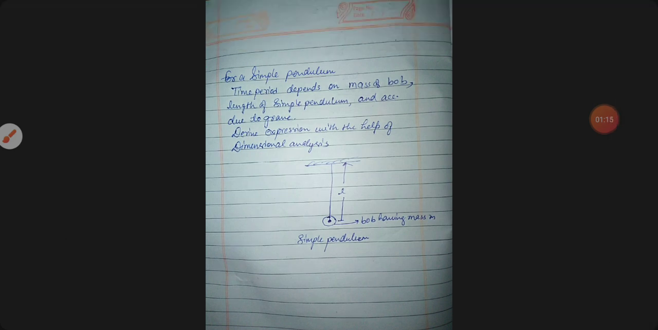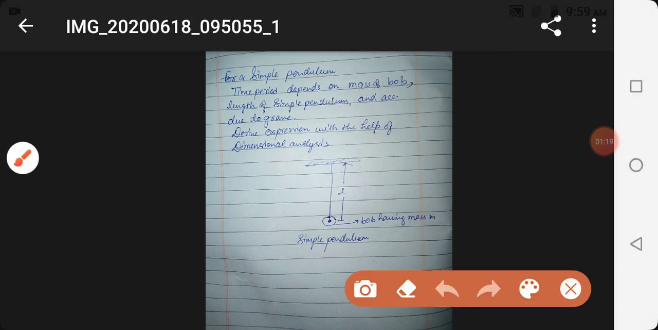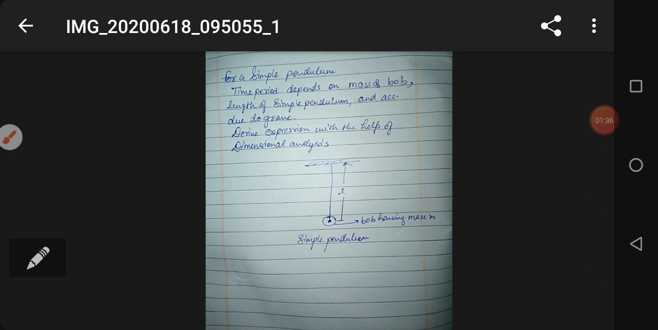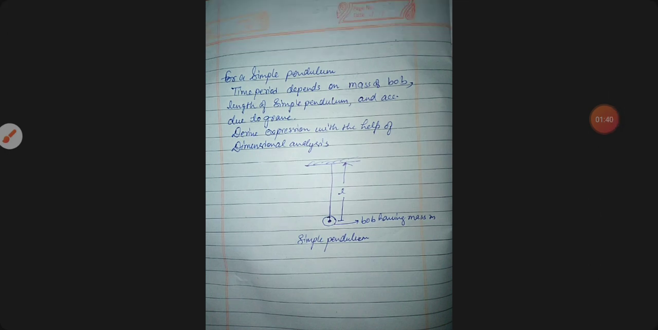So a figure is given. The bottom one is the bob, a spherical metallic sphere. It is called the bob, and the length is from the hanging point to the center of the bob. That is the length, and the whole thing is called a simple pendulum. So we have to derive the expression for the given system. Okay, let's see.